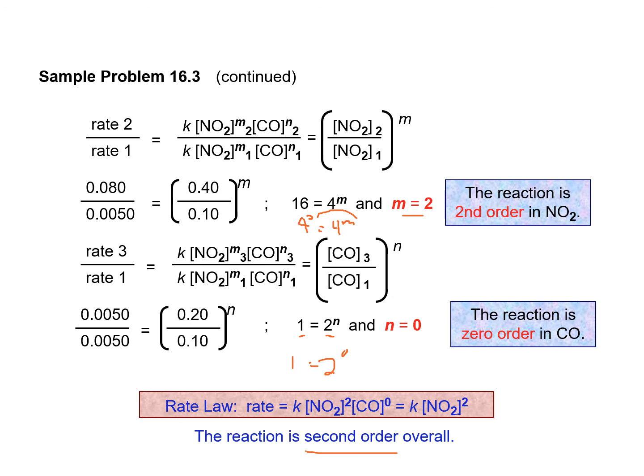And we have a second order here. We've got a 2 and a 0. Okay, so there you go. You can go back, like I said, and double check the data if you don't believe me.